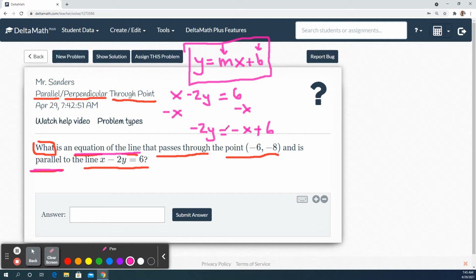Then the last stage is to get y by itself. We divide by negative 2. So divide by negative 2, divide by negative 2. All right, so negative 2's cancel, and we get y equals. Now, when you do this, this goes to each of the terms. Each of the terms gets to divide by negative 2. So what's the first term? Negative x divided by negative 2. That's going to be x over 2. And what's the second one? Negative 6 divided by negative 2 is a negative 3.